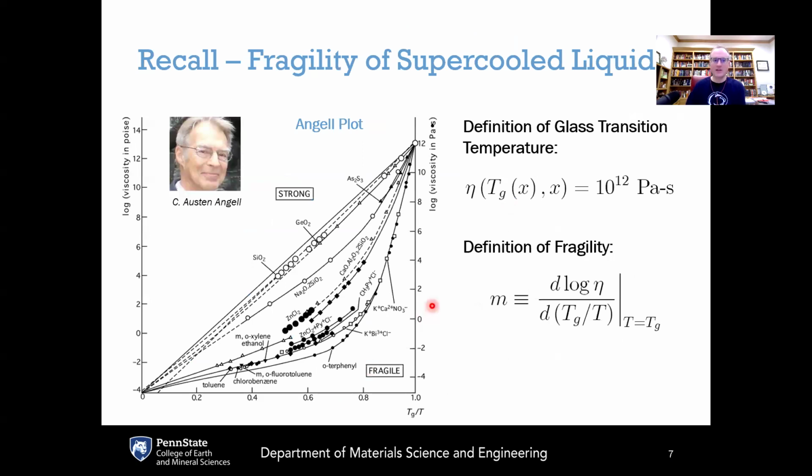Now, recall from last time, one of the key concepts with the viscosity of liquids is Angell's concept of strong versus fragile liquids. And this is just in the liquid state. So note the temperature axis here, T_g over T. The 0 here is infinite temperature, so it starts at the limit of very high temperature, and then it goes down to T_g over T equals 1, which is the glass transition temperature, defined as being the temperature at which the supercooled liquid has a viscosity of 10 to the 12 Pascal seconds.